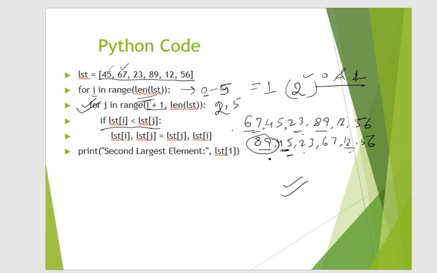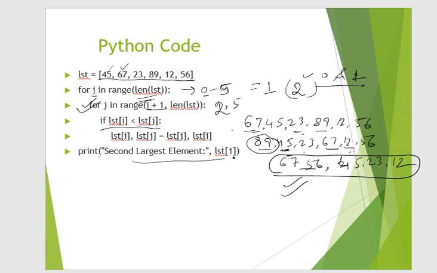So in the second iteration of I, you will get 67 at the proper place. So 67 will come here. For the third iteration, 56 will come at the proper place, then 45 will come at the proper place, then 23 and 12. So this way, first it will arrange the complete list in descending order, and then after that you can display and print the second largest element.